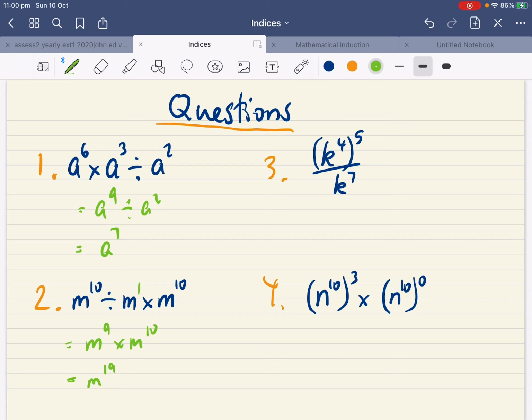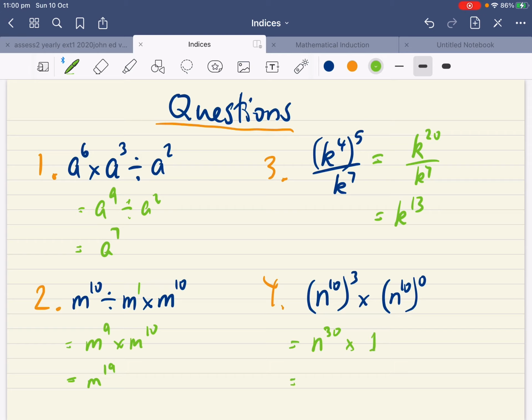The third one, we're combining index law number 3 with index law number 2. And you should have ended up with k to the 13. And for question number 4, here we go. Index law number 3, index law 4.